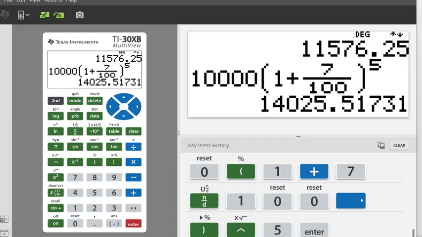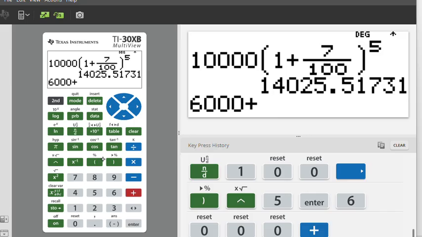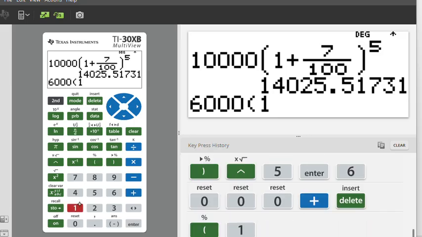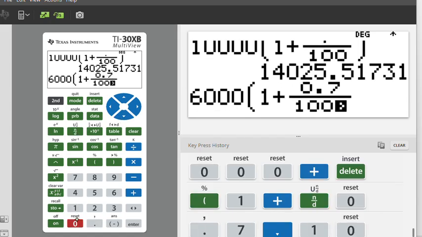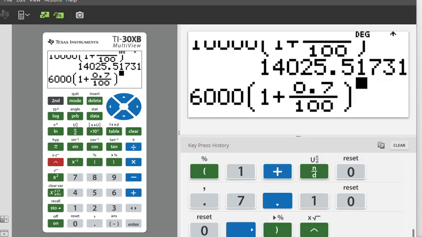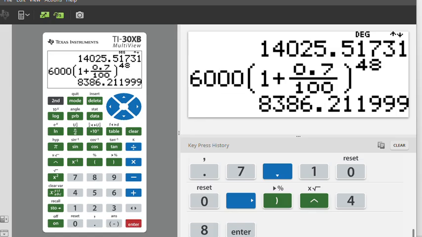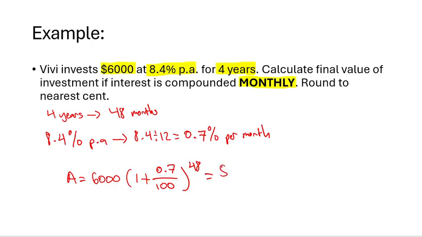So if you type this in your calculator, oh no, not plus, times 1 plus 0.7 over 100, close brackets to the power of 48, I will get 8,386.21. So that's how much money you've earned at the end of the 4 years, okay? Or that's how much you would have in the account.